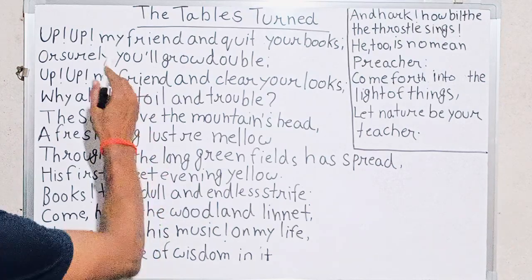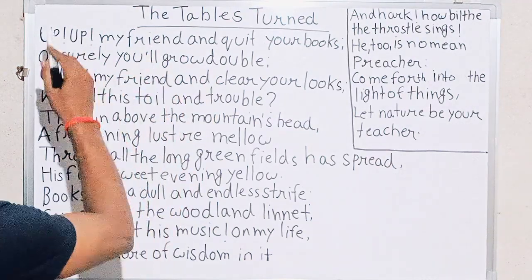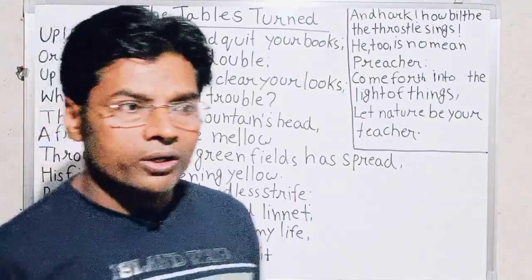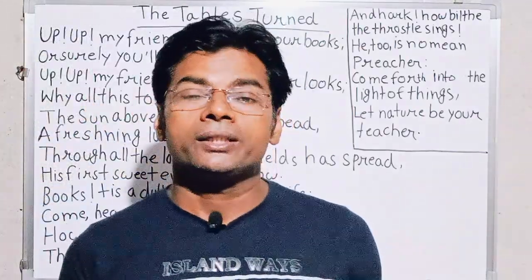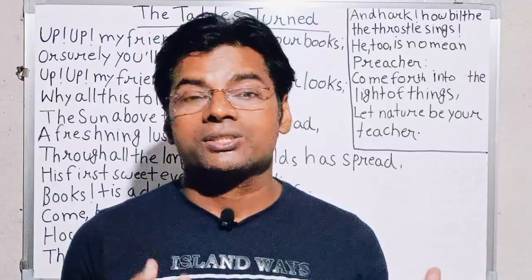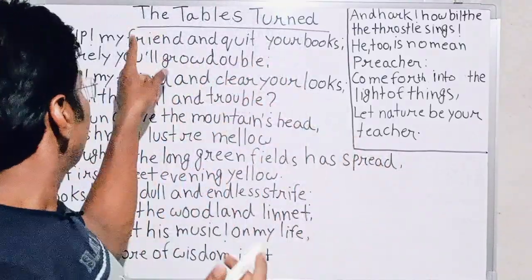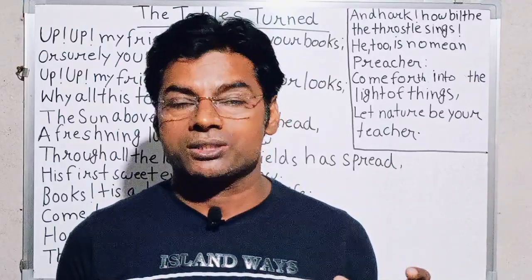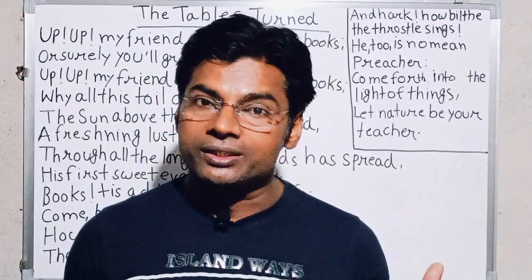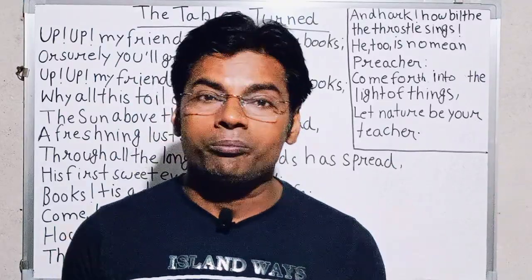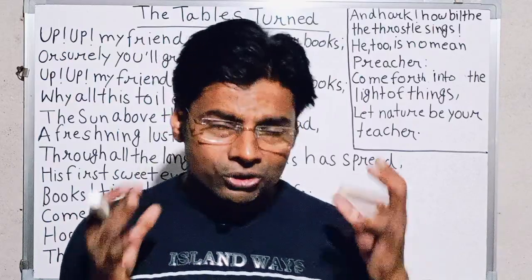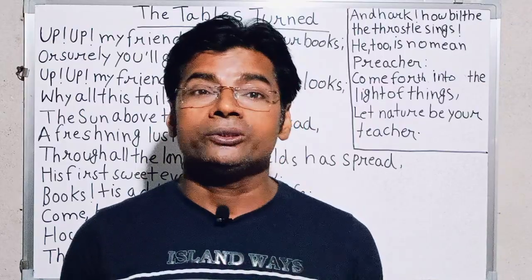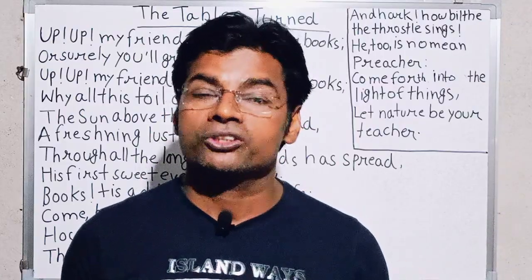So here the poet of the poem, or the speaker of the poem, in the first line is addressing the readers as friend. Here the friend is none other than the readers. He is asking his readers to stop reading the books. Why? Because what is the use of getting bookish knowledge?